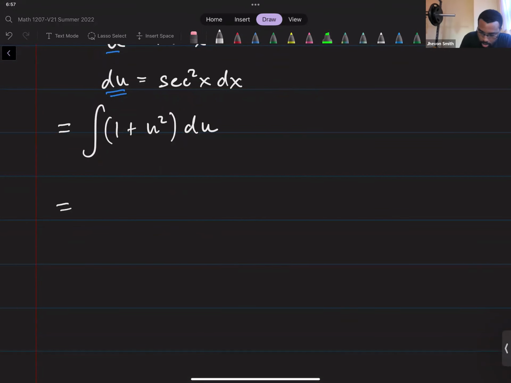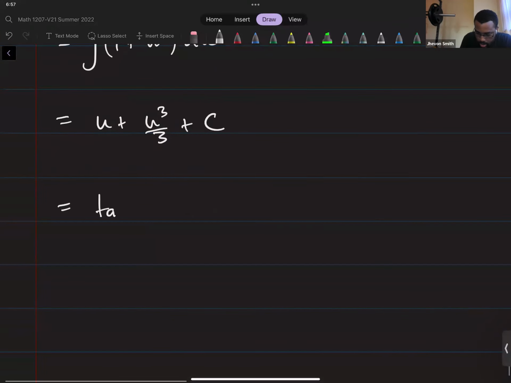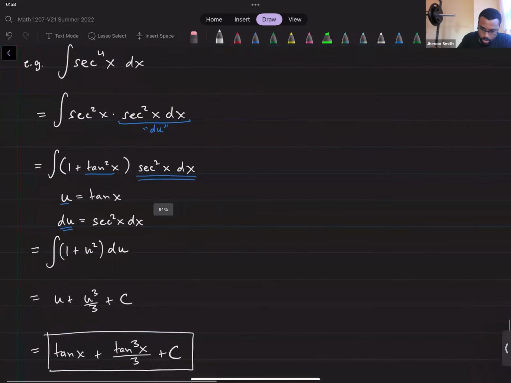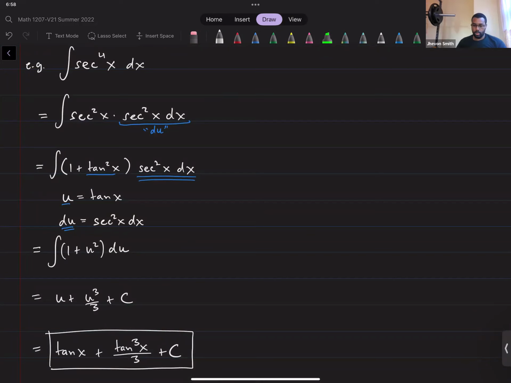That's something you can use a basic rule on. So it's u plus u cubed over 3 plus c. U is tangent. And that's going to be your answer. So that's the antiderivative of secant to the fourth. Any questions on this one? Clear how I did that? Let's do another one.